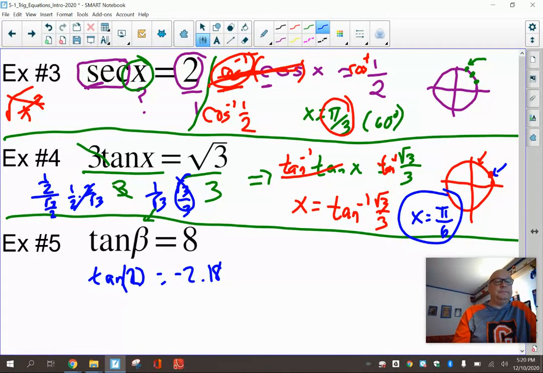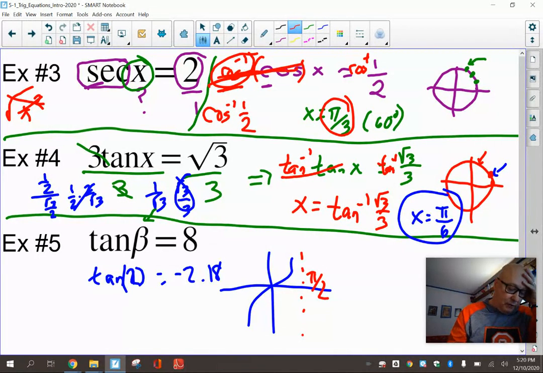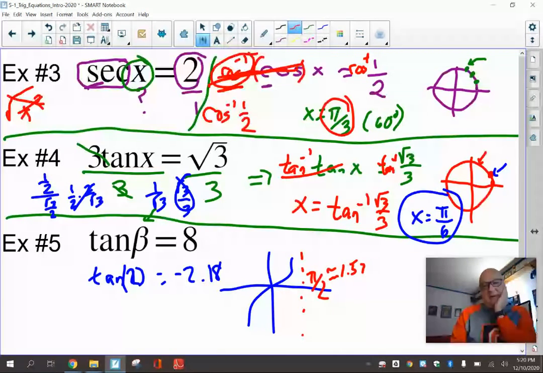3? Tangent of 3? So this is a weird one because if you think of tangent's graph, all this comes back to graphs, it looks like this with an asymptote at pi over 2. I wonder what pi over 2 is. So if I do a decimal, pi divided by 2, I get 1.57. So I know that a tangent of 1.57 is undefined. So I jumped from 1 to 2, but I bet it's really close to 1.57 because 8's way up here somewhere. Remember when tangent shoots up like that?